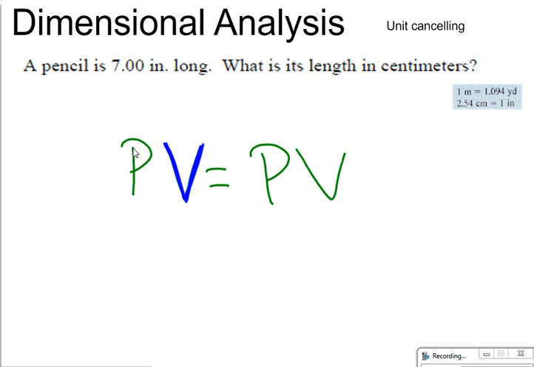Now, I know what you're saying. I would divide by P. Well, if you divide by P on both sides, the P's over here cancel out, and that gets this V all by itself. Right? Right.